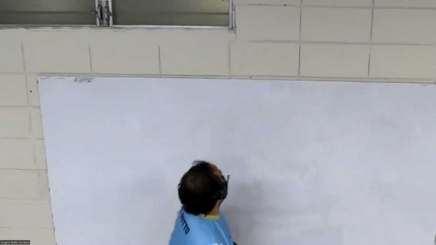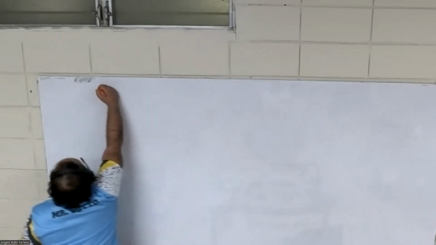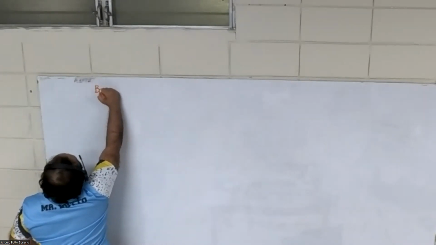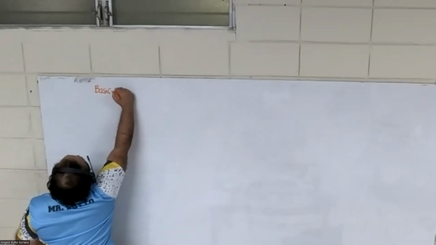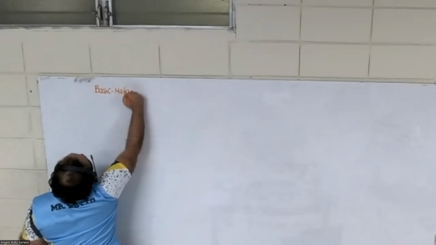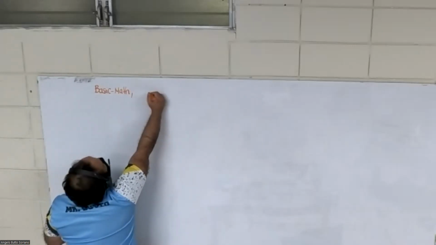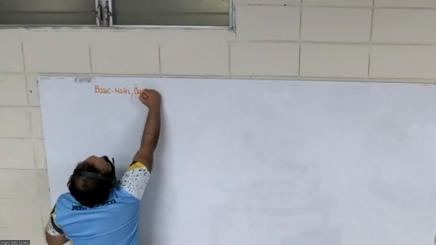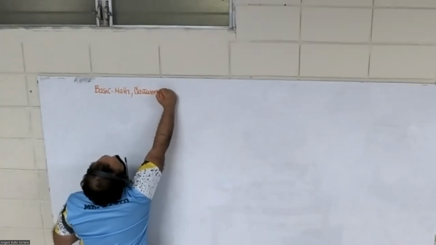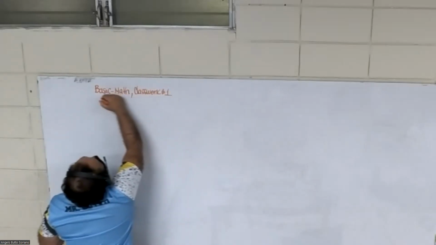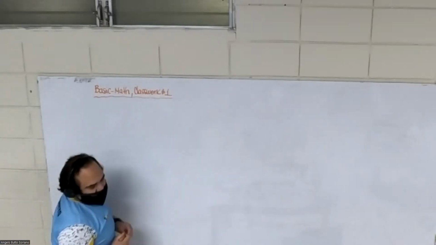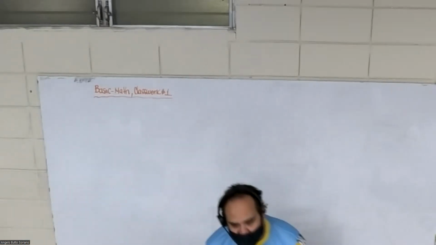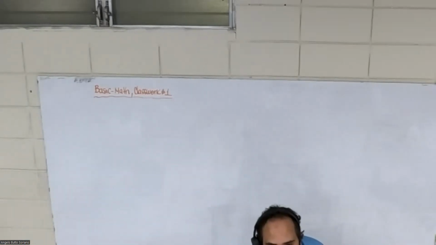Okay. Classwork number 1. This is basic math. Well, actually, to tell you the truth, the only thing basic about it is the name. Basically, this is pre-algebra. Basic math, classwork number 1. Okay, let's solve the first classwork.